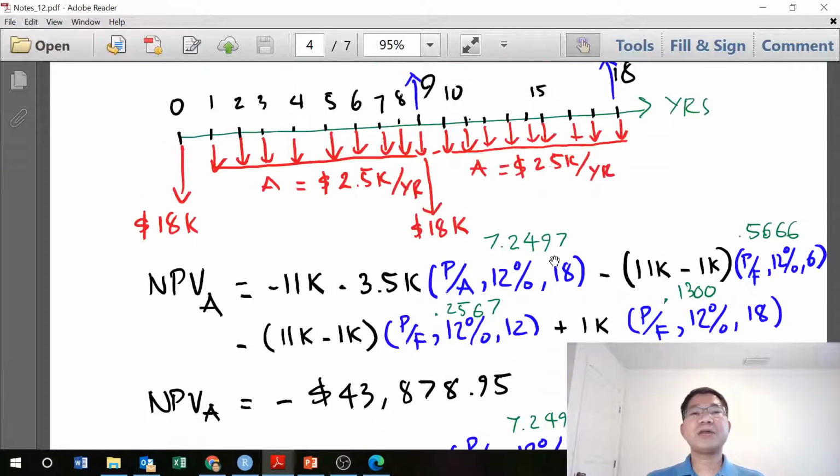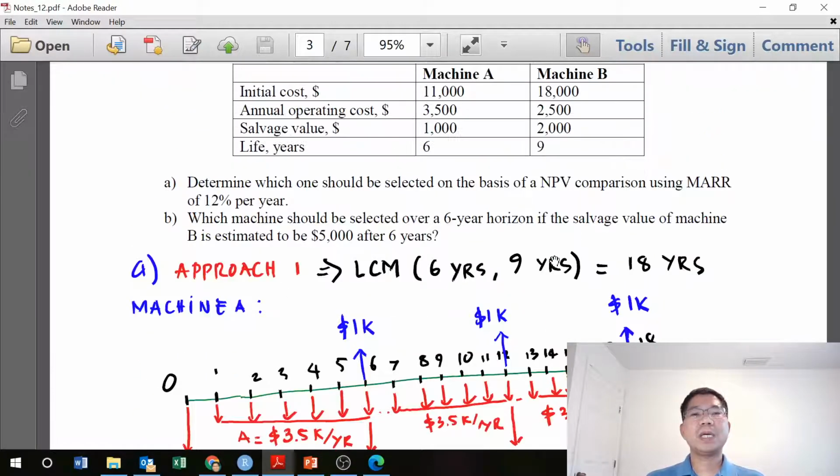The second scenario is that the planning horizon is 6 years, if the salvage value of B is estimated at 5,000 after 6 years. And like I say, I have another video to show you part B, but now I briefly show you. If you get it, then good. If not detailed enough for you, go to that video to explain in detail.